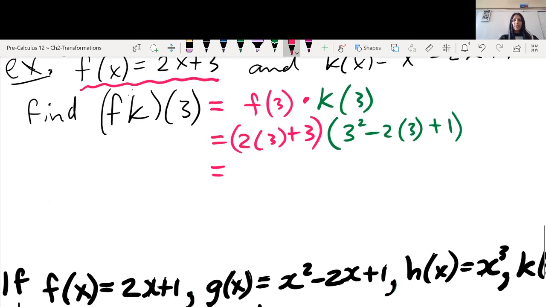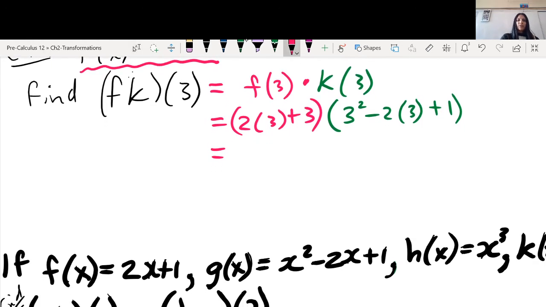Working our way through this, 3 times 2 is 6, plus 3, we get 9. And on the other side here, we would get 4, right? So this would be 9 minus 6 plus 1. And so we get 36.